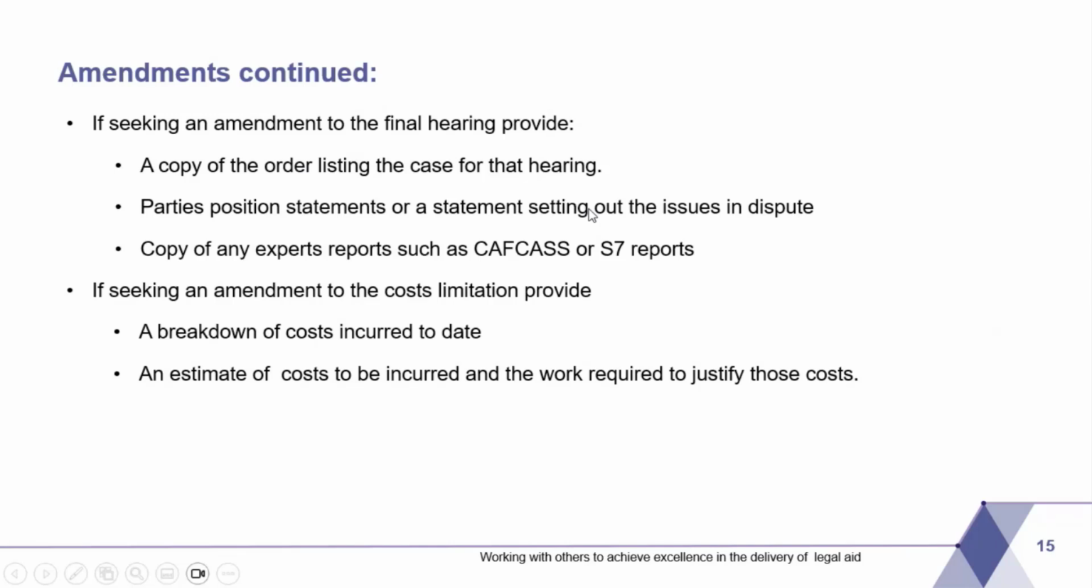If you're seeking an amendment to cover the final hearing, we need the court order listing the hearing, as well as the parties' position statements or a statement setting out the issues in dispute, and copies of any expert reports such as CAFCASS or Section 7 reports. If you're seeking an amendment to the cost limitation, provide us with a breakdown of the costs incurred to date and an estimate of costs to be incurred and the work required to justify those costs.